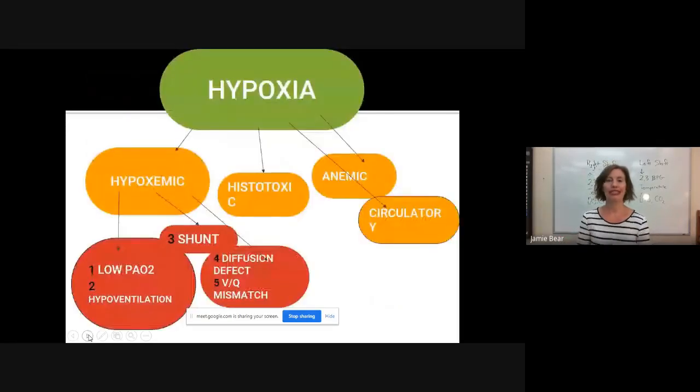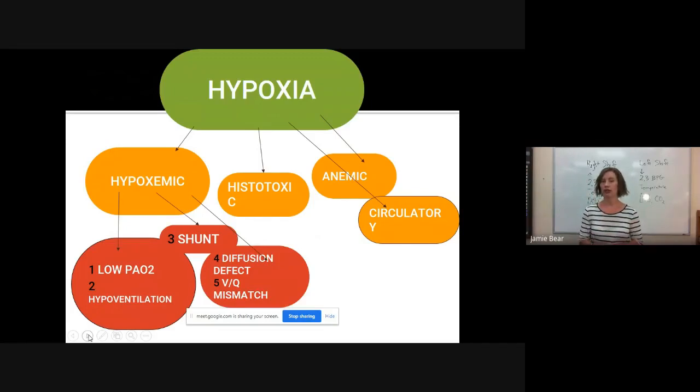So there's different types of hypoxia. The different types are hypoxemic hypoxia, histotoxic hypoxia, anemic hypoxia, and circulatory hypoxia. And when we look at hypoxemic hypoxia, there are 5 different types. There's low alveolar oxygen, and that happens when we are at altitude and there's not enough barometric pressure. So that's the first type.